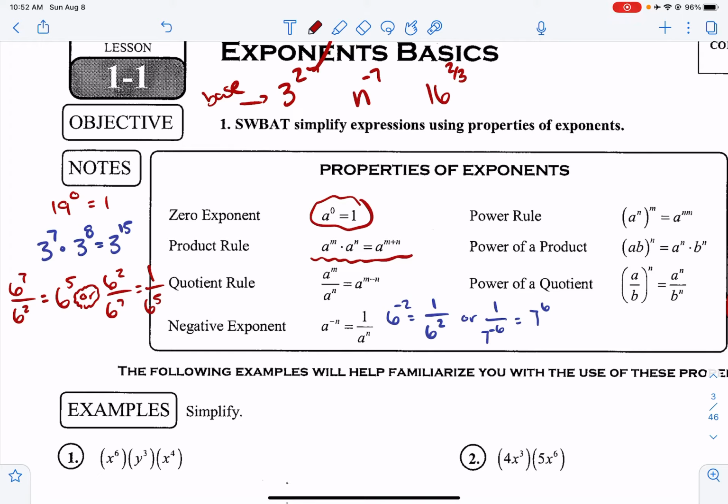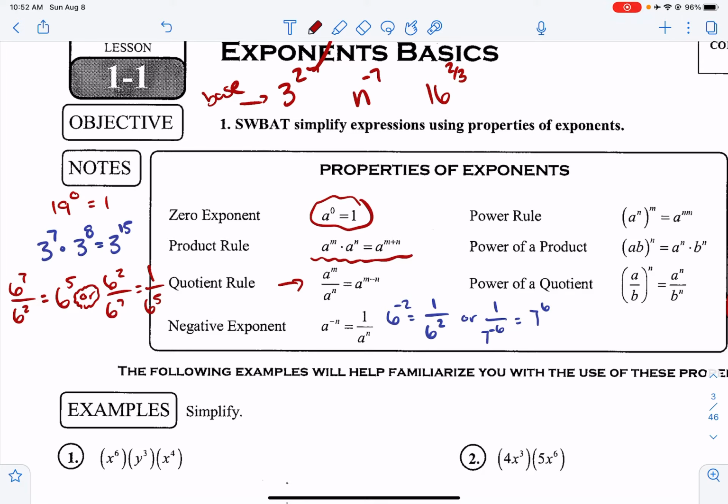Quotient rule, if you have a to the m divided by a to the n, they cancel each other out. So over here to the left, 6 to the 7th divided by 6 squared is just 6 to the 5th because the 2 on the bottom cancel out. Or if it's the other way around, 6 squared on top, 6 to the 7th on the bottom, you end up with 1 over 6 to the 5th because the 2 on the top cancel out.